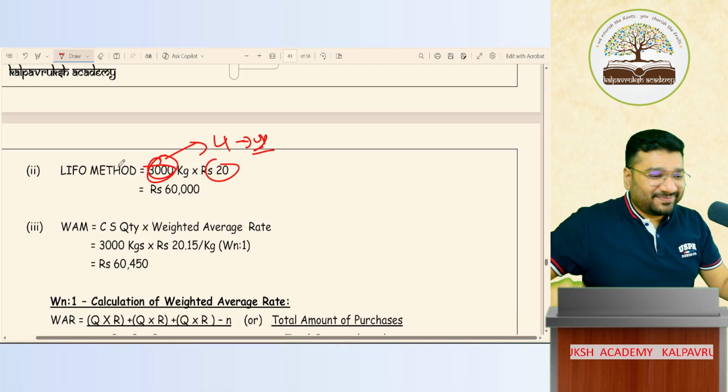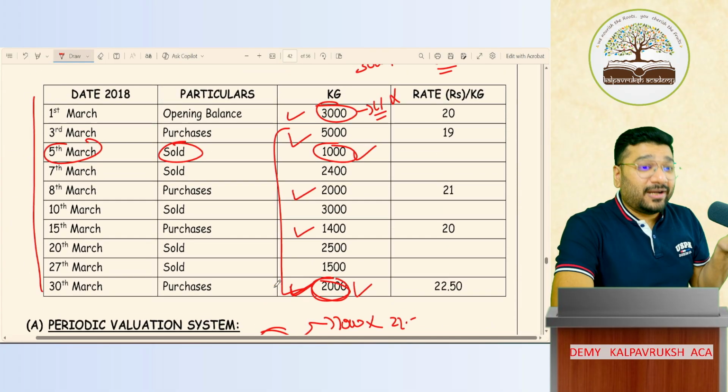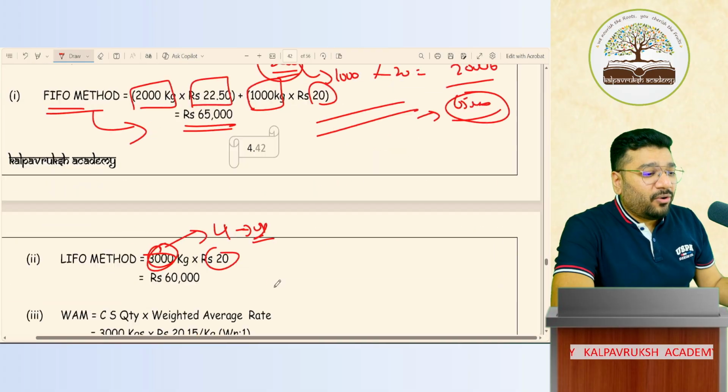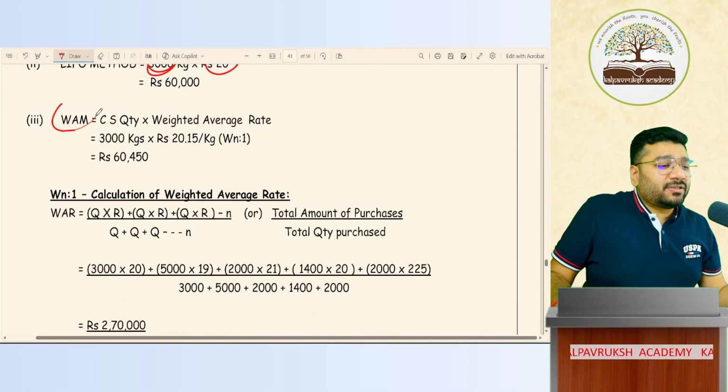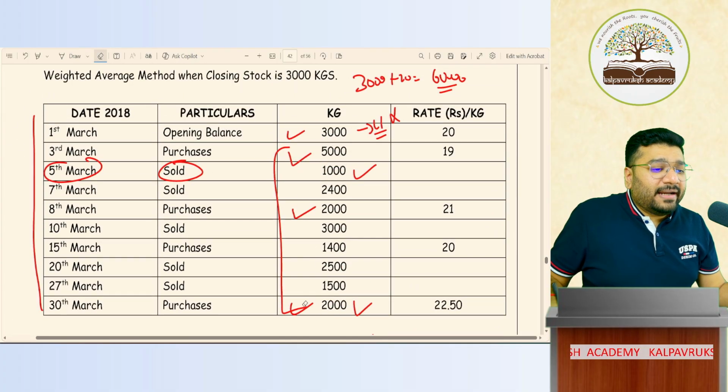No, I have to do a lot of questions. No more explanations and all. Too much explanation I'm already giving. Not required. Okay, now weighted average, boss. Under the weighted average method, how do we do it?